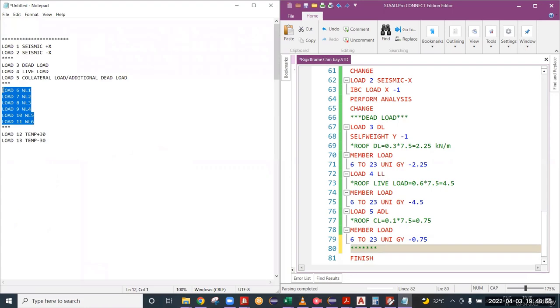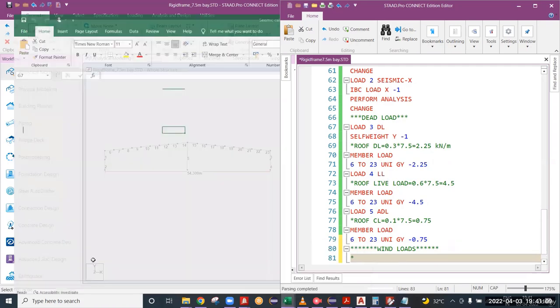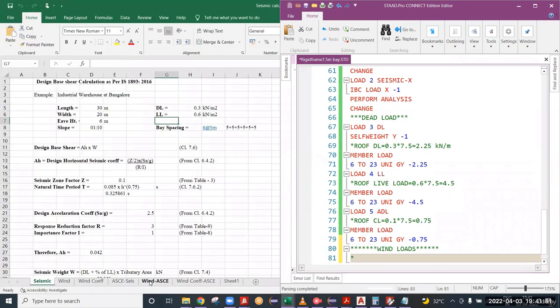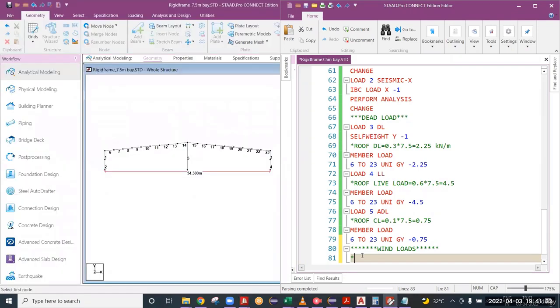So wind loads, right? We have to apply wind loads now. So what is the wind pressure in our example? Whatever values I have taken here, I am taking that as an example. So what is the QZ value I have got in our example? 1.14, for example. Okay, 1.14, the same value I am taking here.